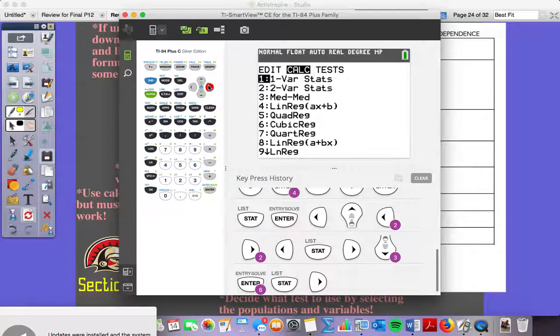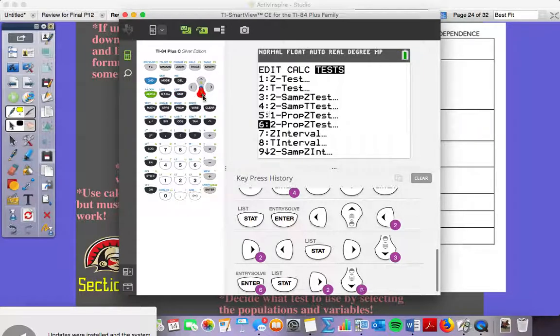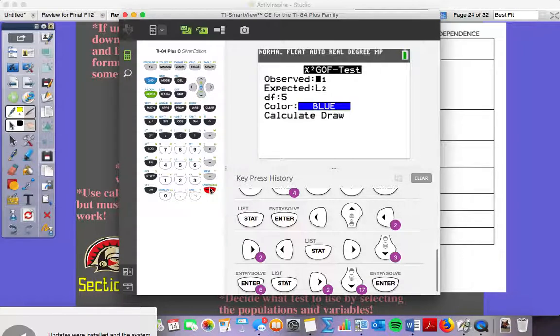Okay? So when we go into stat test, the goodness of fit test is what we're looking for. The observed would be L1, your expected would be L2. Make sure that you find the expected by doing n times p. And I think it actually calculates it for you. It does? No, because it doesn't know it. It's the other one that does that.